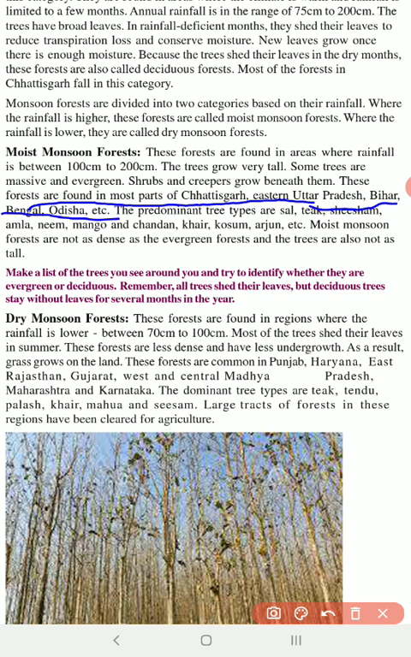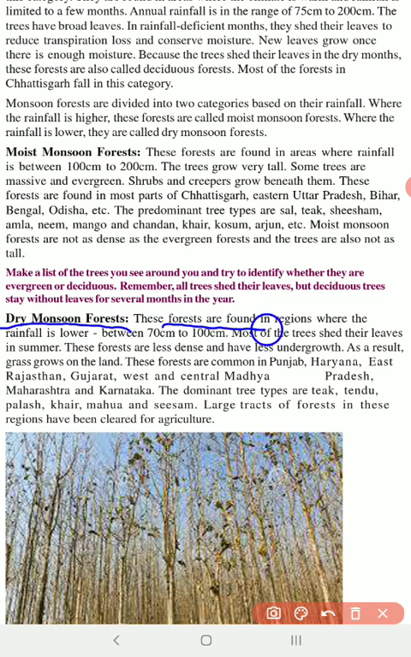So what kinds of trees do we find in the moist monsoon forest? We have sal, teak, shesam, amla, neem, mango, chandan, khair, kozum and arjun. These kinds of trees usually grow in the moist monsoon forest. Now, these moist monsoon forests are not as dense as the evergreen forest, the first type of forest. The second one is the dry monsoon forest.